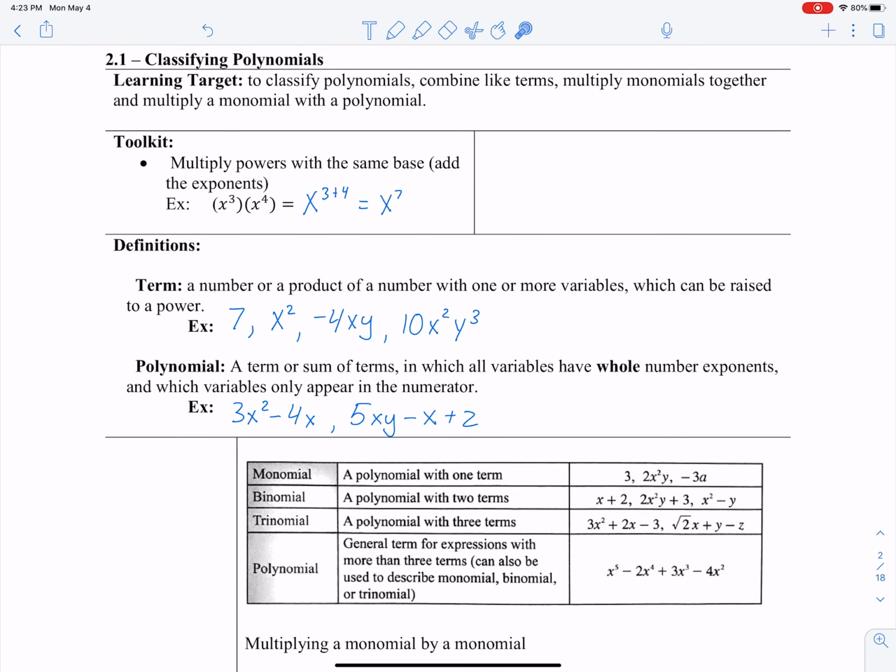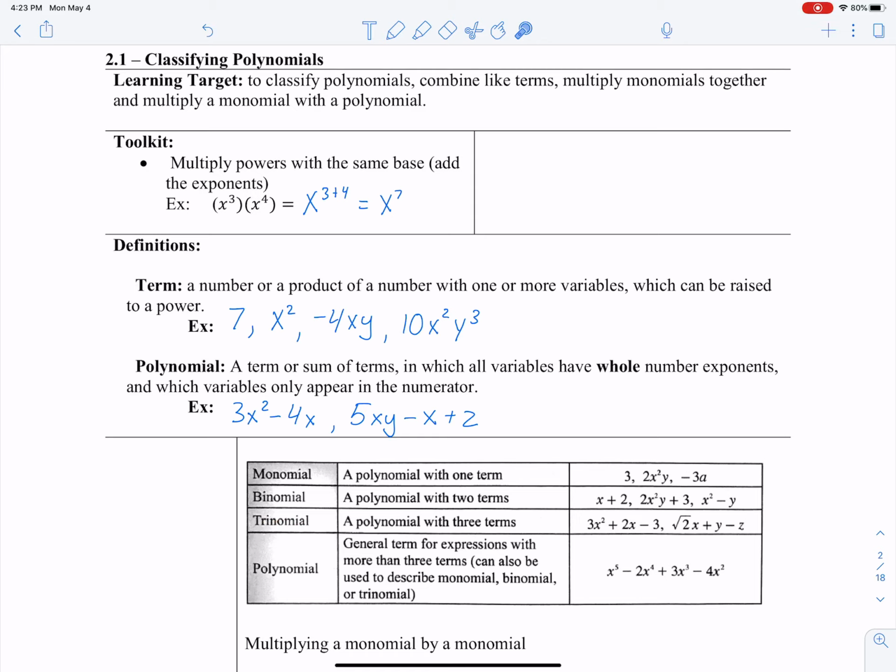So if you just have one term, that's called a monomial. So here, everything is just multiplying. It's just one term. A binomial. Now we have two terms in our polynomial here. So there's one addition in between. Here's another binomial. So one term, another term, one term, another term.